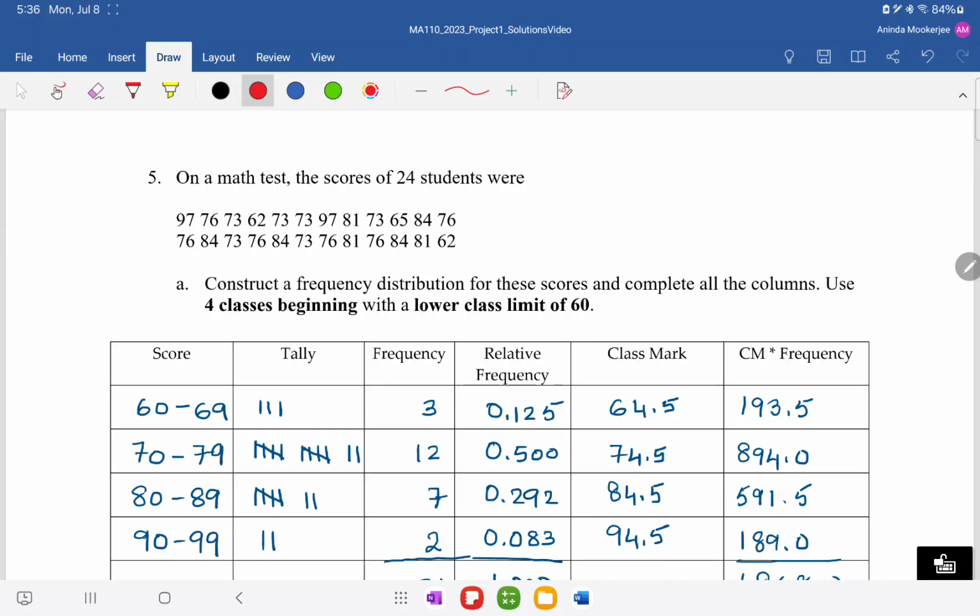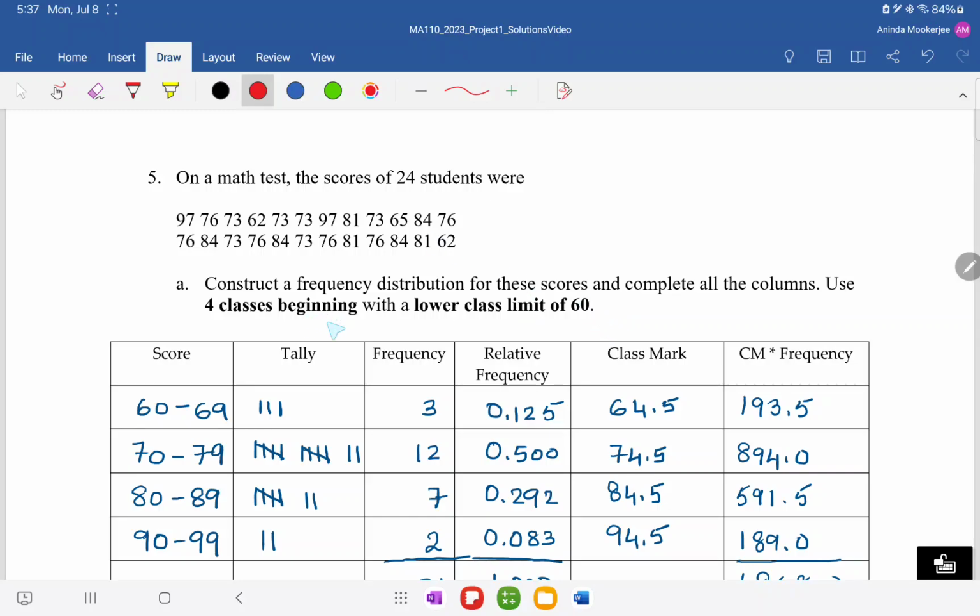Now, question number 5 is on organizing data in a frequency table and finding the relative frequencies and so on. So they've given us the data here. On a math test, the scores of 24 students were these, the listed values, and they are not ordered. Now, it says construct a frequency distribution for these scores and complete all the columns. Use 4 classes beginning with a lower class limit of 60.